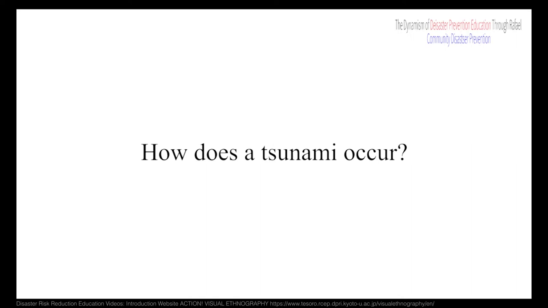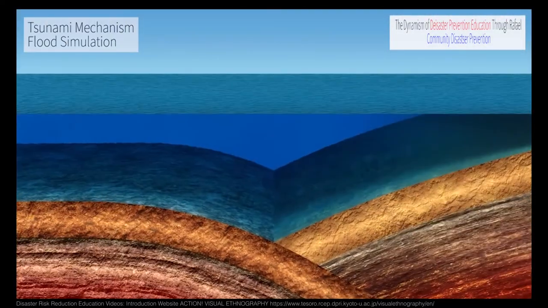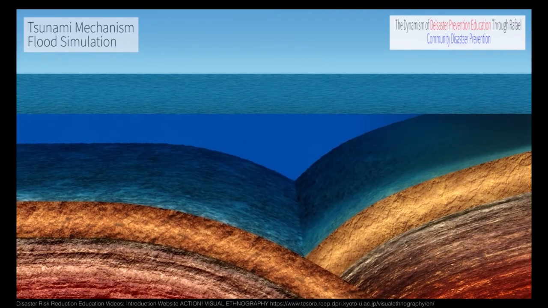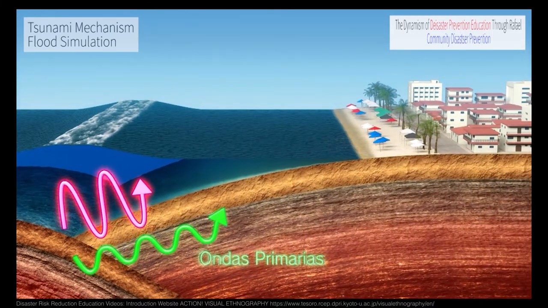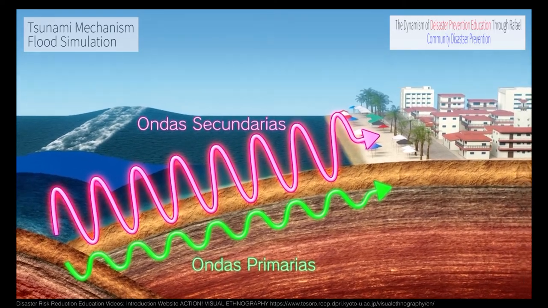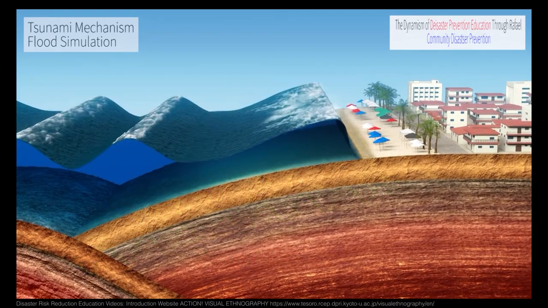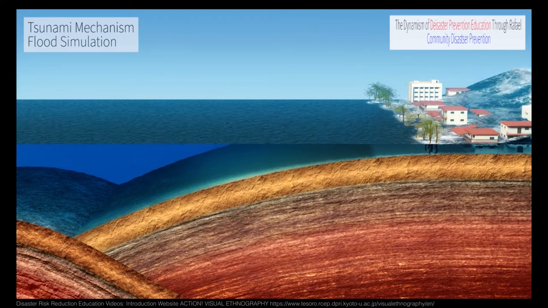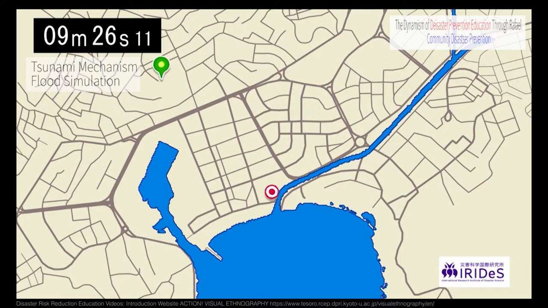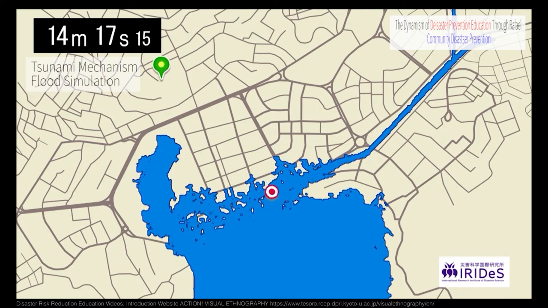How does a tsunami occur? When the earthquake occurs, the seabed is raised by the plate motion. Sea levels also shift along with this, and it propagates a big wave as a tsunami. This is a simulation that estimates tsunami damage. There is not much immediate damage after the earthquake. However, when the tsunami arrived about 12 minutes after the earthquake, it was found that the damage spread to the city at once in the next 5 minutes.